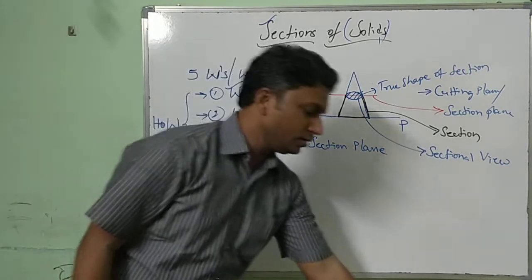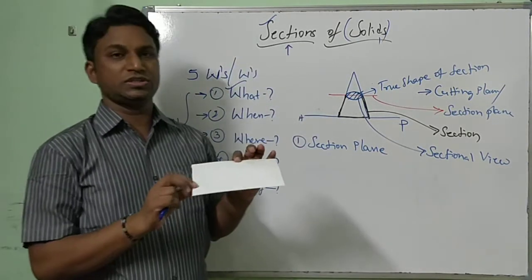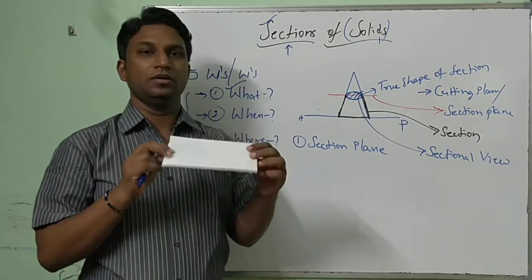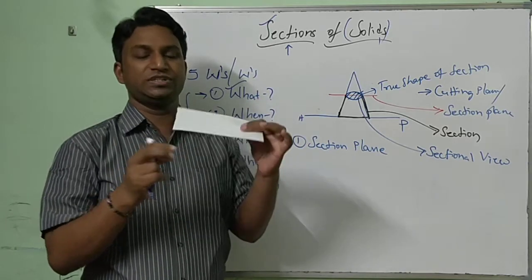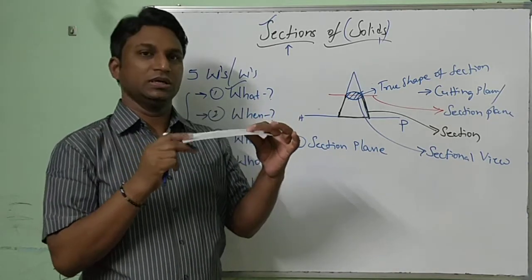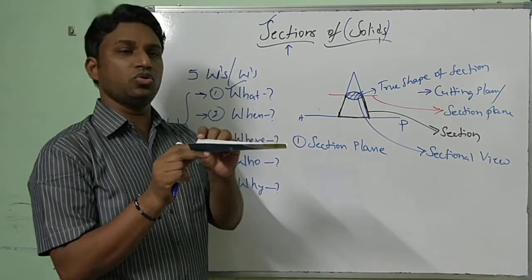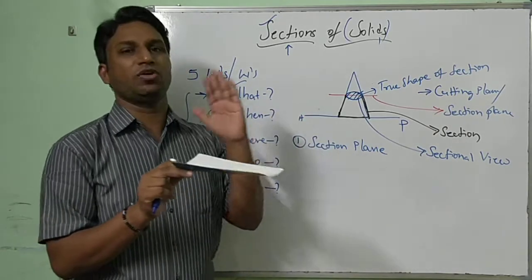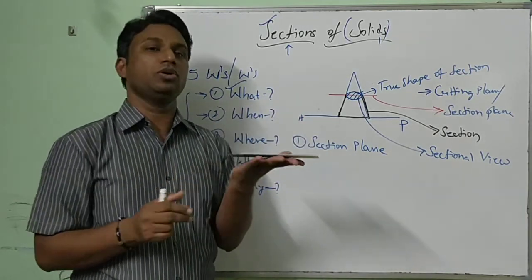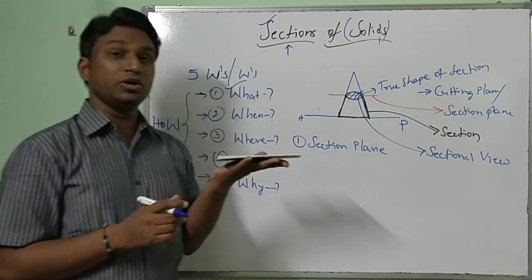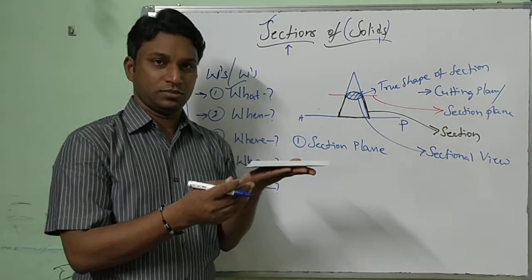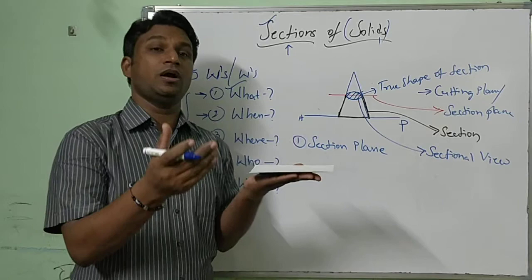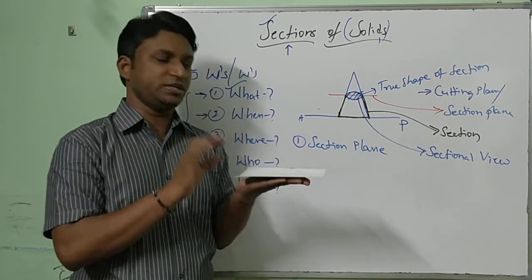Section plane. We have already seen projections of planes. A plane is a flat surface which has negligible thickness. This section plane is used to cut the solid objects at the required place. How does it look? It looks like a line, depending upon its position.